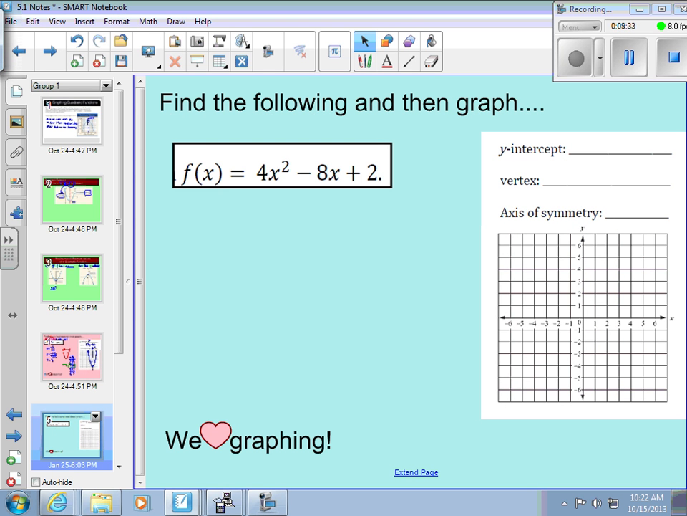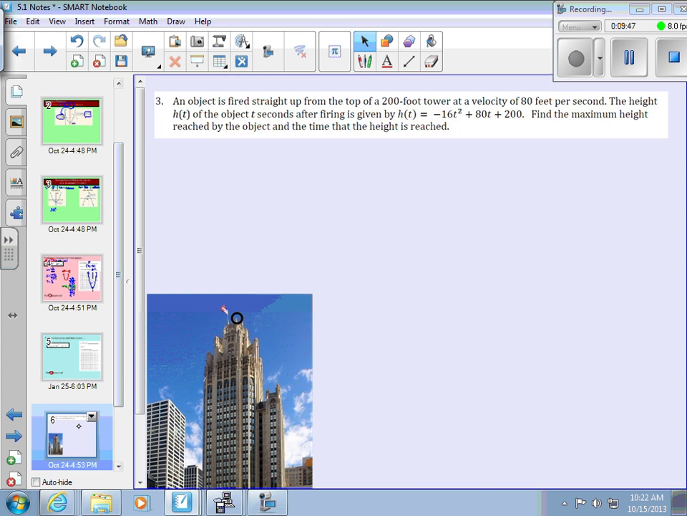Okay, for tomorrow, why don't you try this number 2 one out on the back? See if you can find the y-intercept, the vertex, axis of symmetry, and also graph this one out for tomorrow. All right, let's go down to number 3.